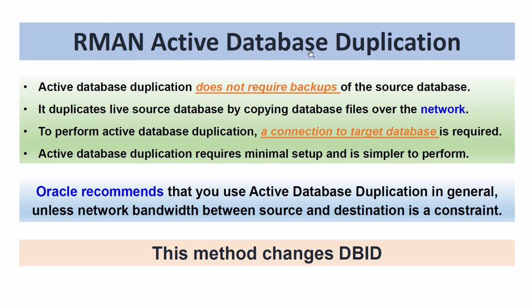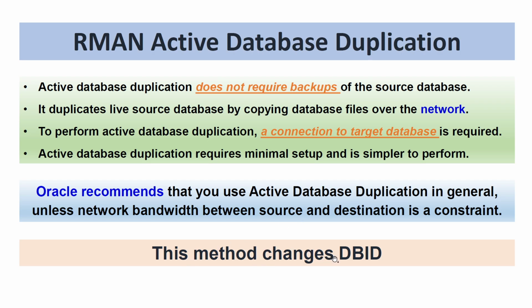So what is RMAN active database duplication? Active database duplication does not require backups of the source database. It duplicates the live source database by copying database files over the network. To perform active database duplication, a connection to the target database is required. It requires minimal setup and is simpler to perform. Oracle recommends that you use active database duplication in general unless network bandwidth between source and destination is a constraint.